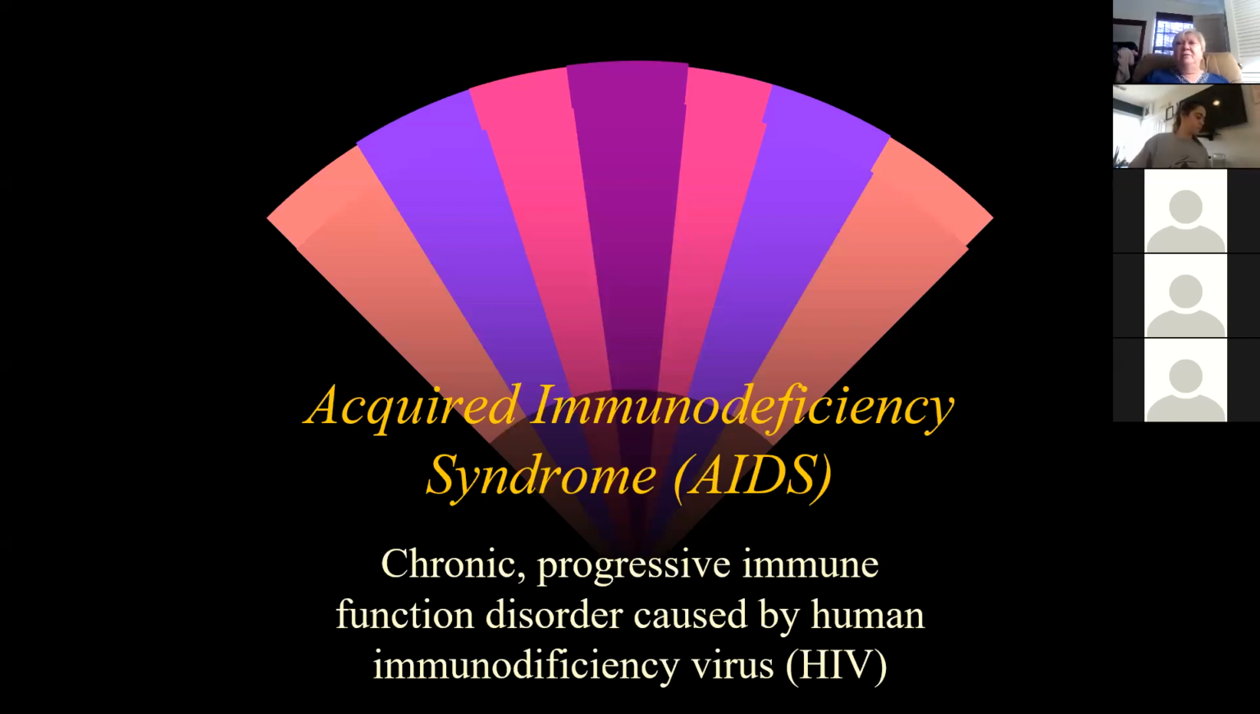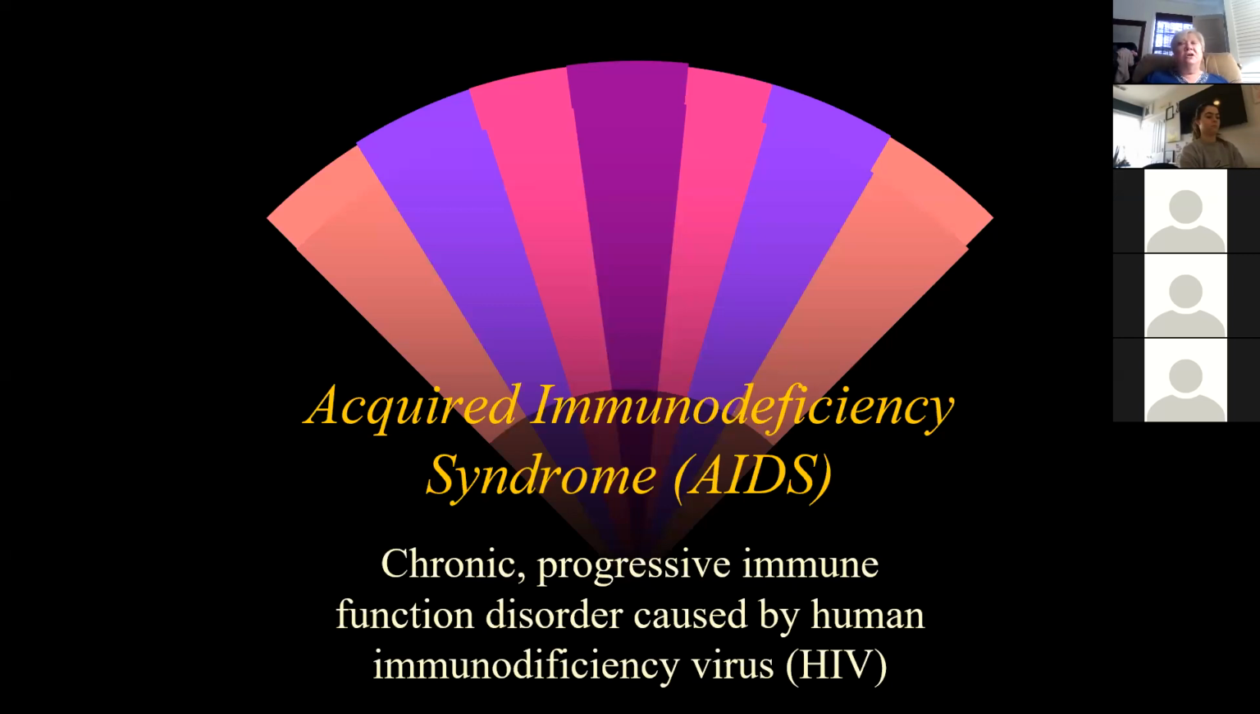Now, acquired immunodeficiency syndrome is AIDS. It's abbreviated AIDS. Acquired immunodeficiency syndrome. It is a chronic, progressive immune disorder. And it is caused by the human immunodeficiency virus. HIV is the virus that causes acquired immunodeficiency syndrome.